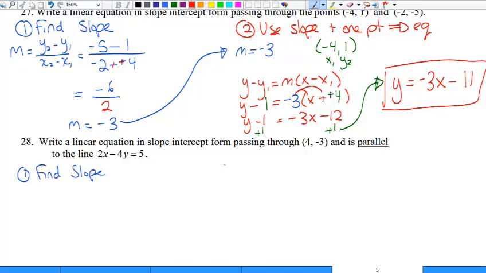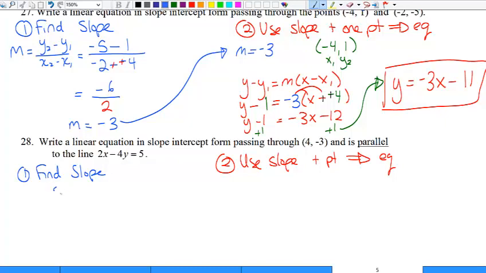And then step 2, I'm going to use that slope that I just found in step 1 and the point to get an equation. But again, finding slope is different than I did on number 27, which is why I made you practice both. So this problem says write a linear equation in slope-intercept form passing through this point and parallel to this line. Parallel to that line.